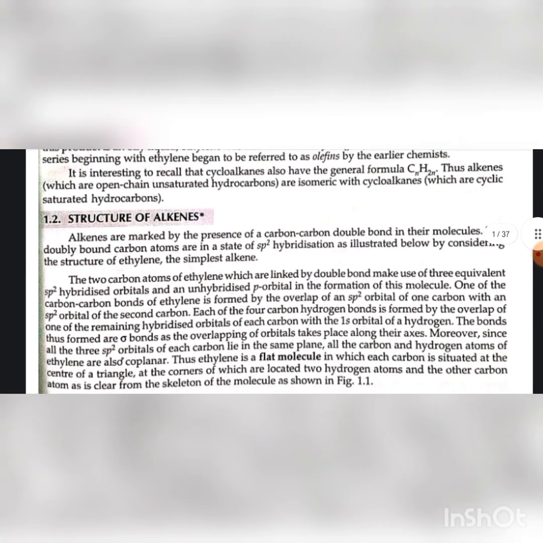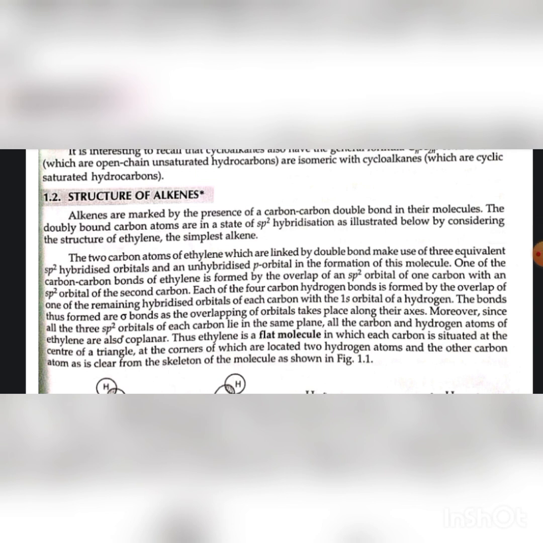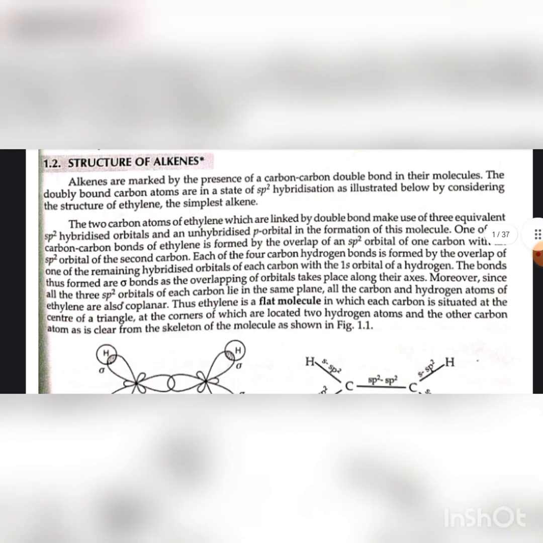Next is structure of alkenes. Alkenes are marked by the presence of a carbon-carbon double bond in their molecules. The doubly bonded carbon atoms are in a state of sp2 hybridization as illustrated below by considering the structure of ethylene, the simplest alkene. The two carbon atoms of ethylene which are linked by double bond make use of three equivalent sp2 hybridized orbitals and an unhybridized p orbital in the formation of this molecule.